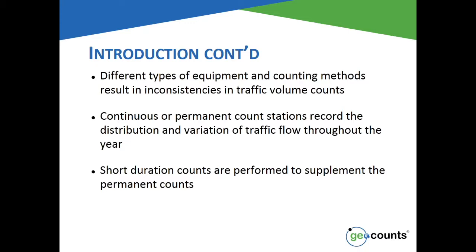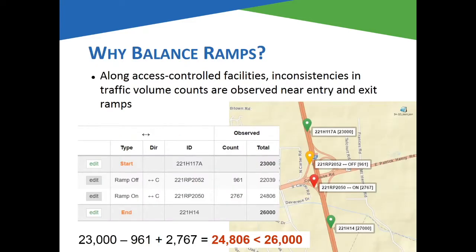There is all kinds of equipment and counting methods that is used that results in inconsistencies in traffic volume counts. There is continuous or permanent count stations recording the distribution and variation of traffic throughout the year, and short duration counts are performed to supplement these counts. All of these counting efforts are combined in this exercise that's called ramp balancing, which computes data on the network for where there is no possible count or counts are not easily obtained.